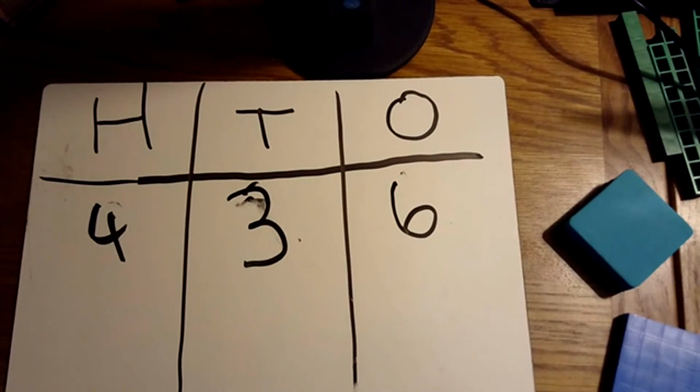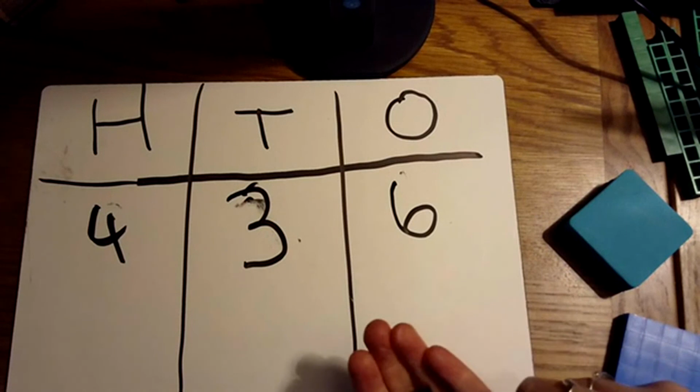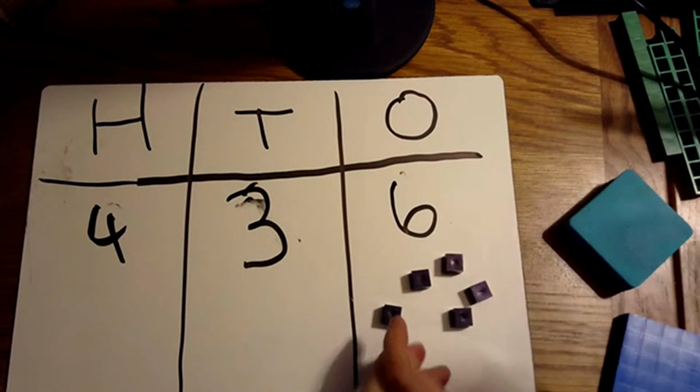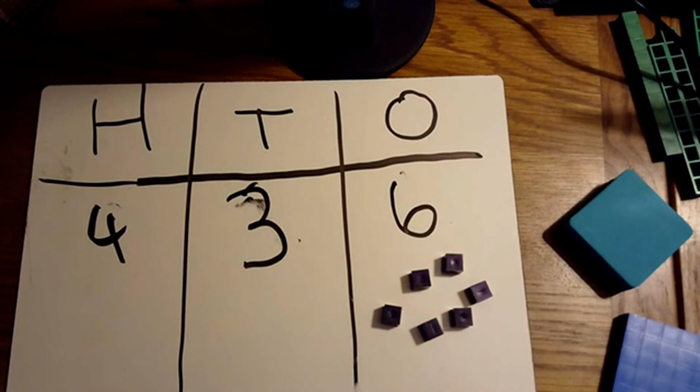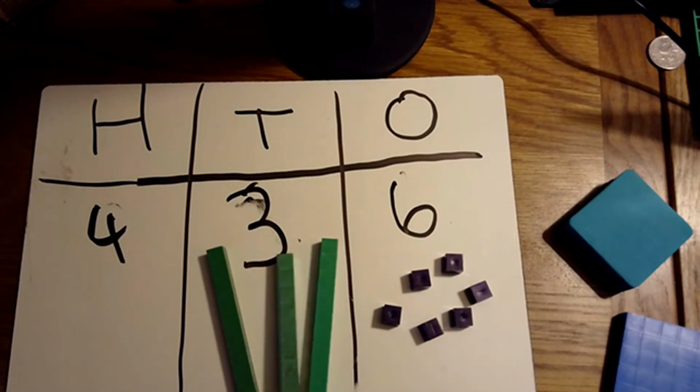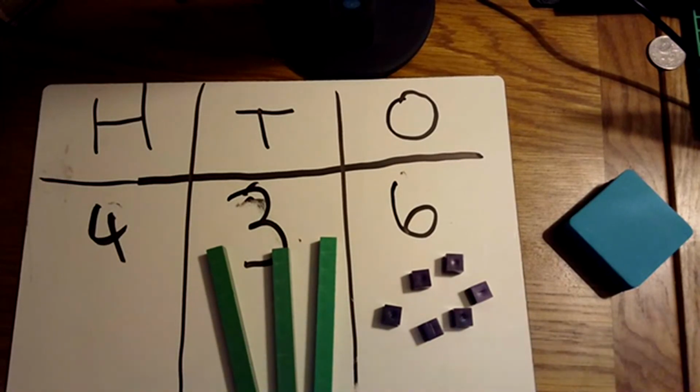How many ones are in my ones column? I have 6 ones, so I need 6 of my little ones. 1, 2, 3, 4, 5, 6. I have 6 ones. How many tens do I need? I need 3 tens, 30. 1, 2, 3. 3 tens. How many hundreds do I need? I need 400. So I need 4 of my 100 blocks. 1, 2, 3, 4.